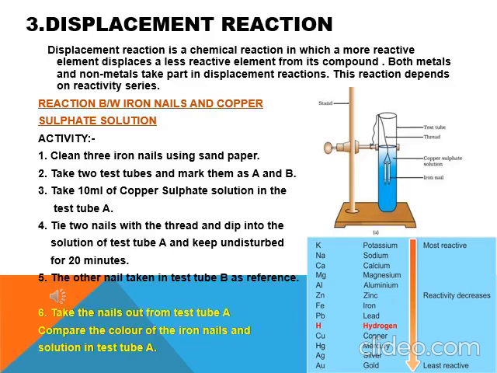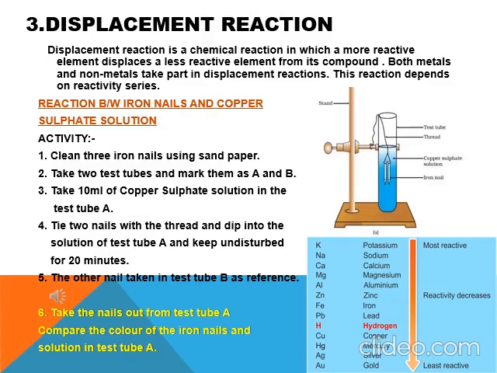So activity is between iron nails and copper sulphate solution. In this activity we have used iron nails. So first we will take 3 iron nails, and first we clean them using the sandpaper. Then take 2 test tubes and mark them as A and B. And then we will take copper sulphate solution, CuSO4 solution, in the test tube A.